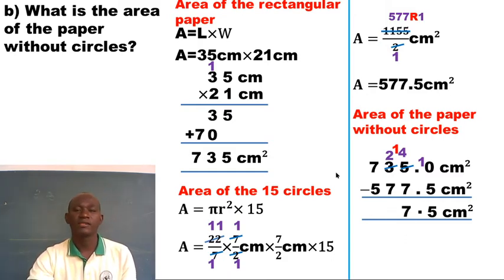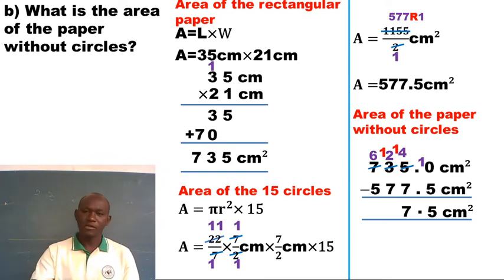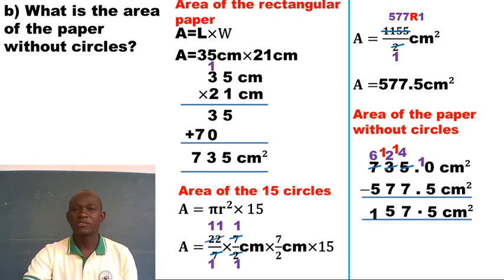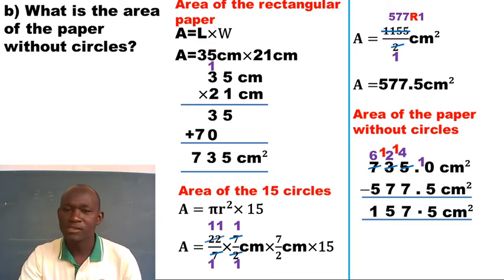What am I left with? That 2. 2 is less than 7. Still, I'm going to regroup. When I regroup, I'll now have 12, and 6 will remain. So 12 take away 7 is going to give me 5. And finally, I have that 1. So my area of the space without circles is 157.5 square centimeters, or someone can say it as 157 and a half square centimeters.